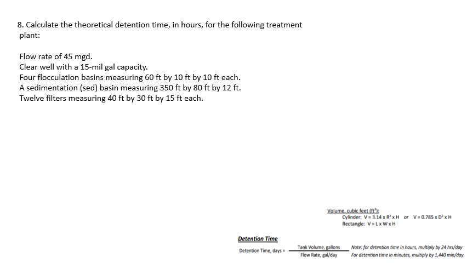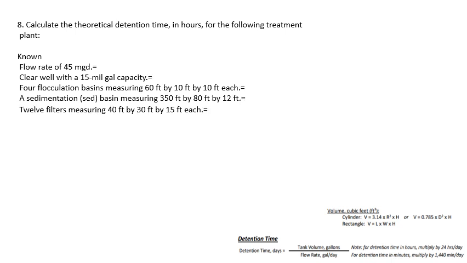It has a flow rate of 45 million gallons a day, a clear well with a 15 million gallon capacity, 4 flocculation basins measuring 60 by 10 by 10 feet each, a sedimentation basin measuring 350 feet by 80 feet by 12 feet, and 12 filters measuring 40 feet by 30 feet by 15 feet.